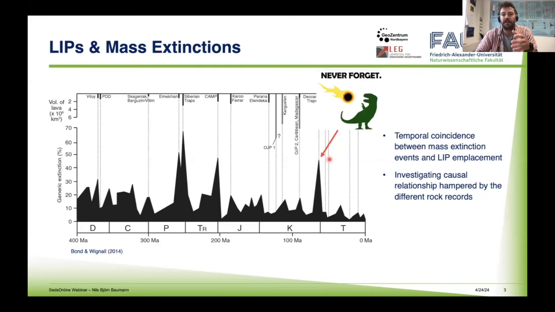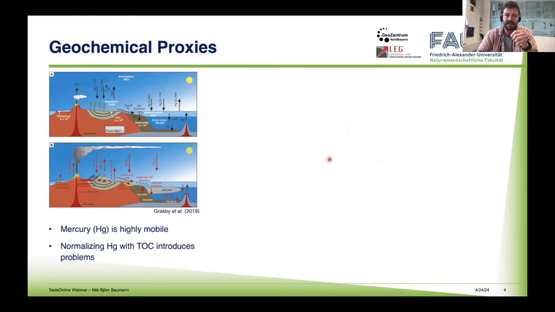Now, what we do to unravel this link is we look at geochemical proxies. For the past few decades, sedimentary mercury has come up as the standard. While that has shown to work, there are some complications linked to it. First of all, as you can see on this nice little figure by Grasby, mercury is highly mobile, so there are a lot of source-to-sink processes going on.